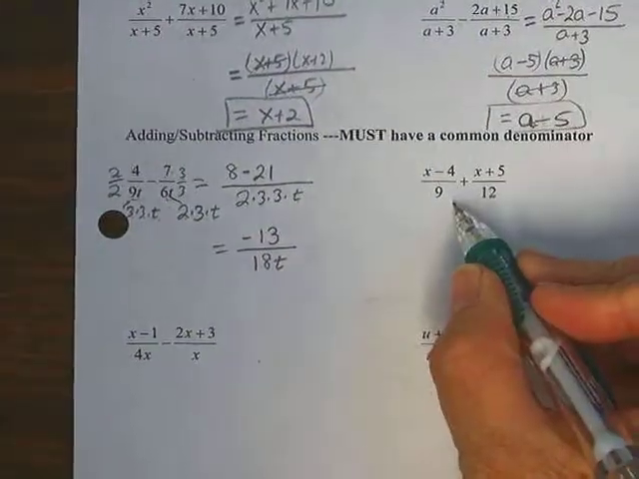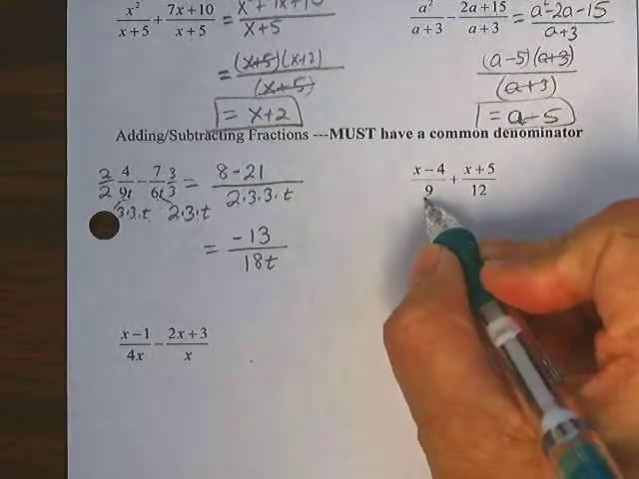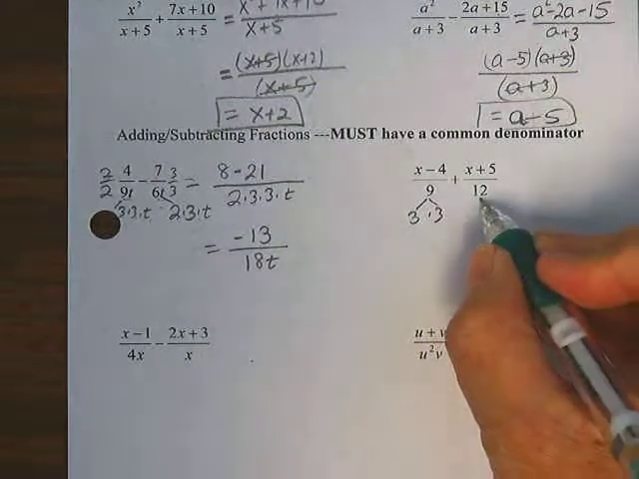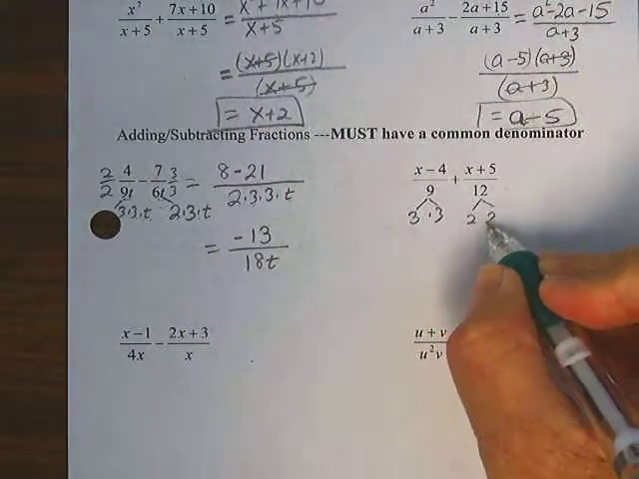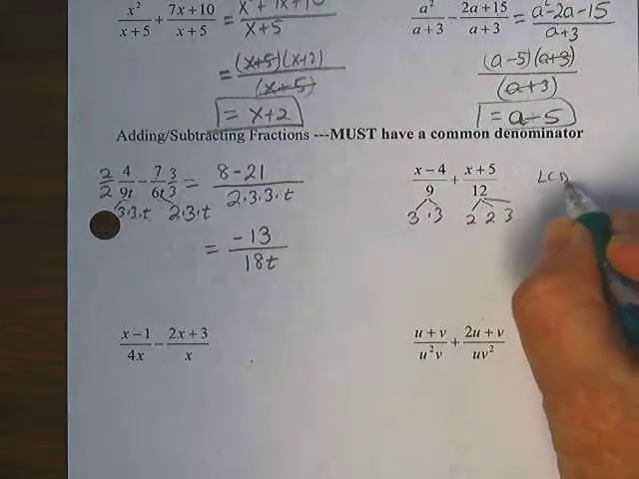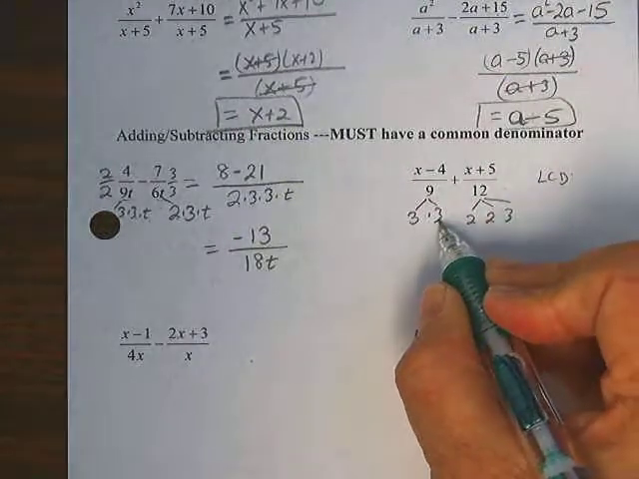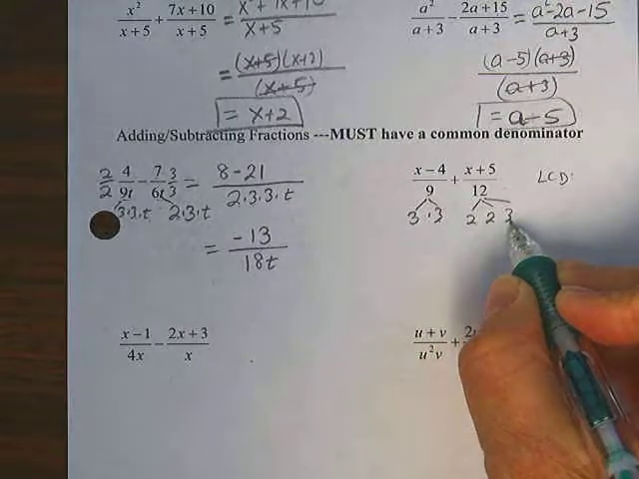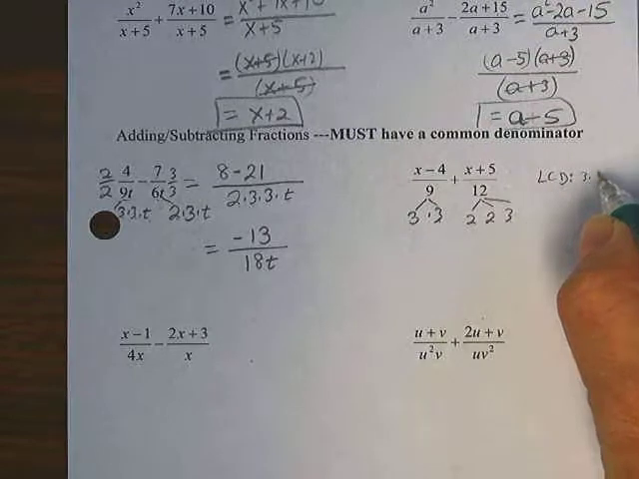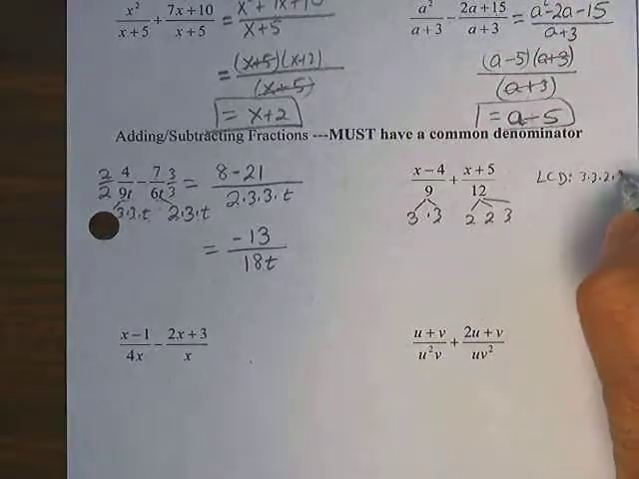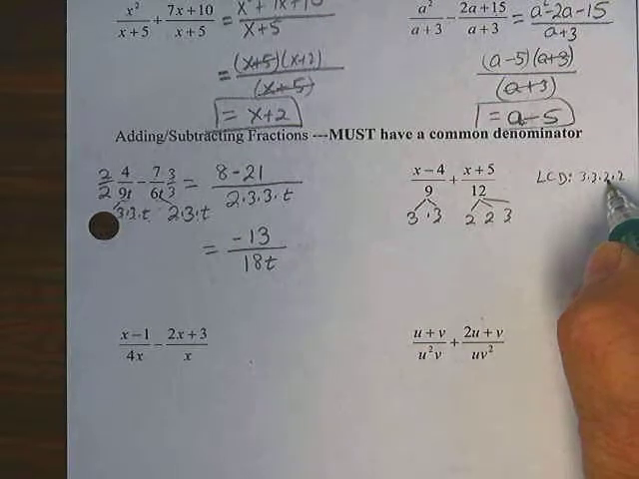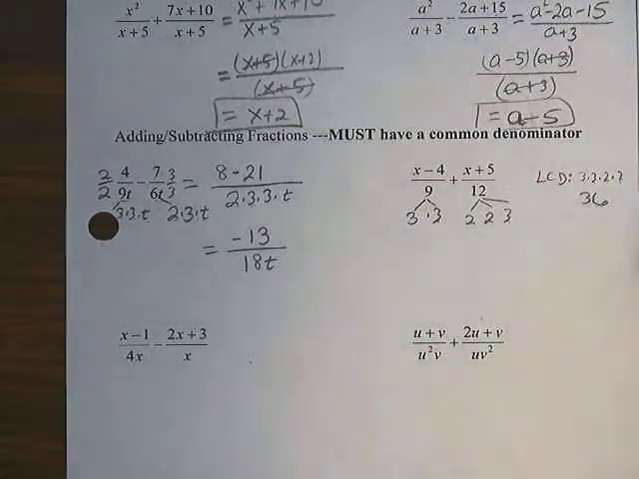So let's take a look at this next one, 9 and 12. 9 is 3 times 3. 12 breaks into 2 times 2 times 3. So my lowest common denominator has to have a 3, a 3, a 2, a 2, and this 3 is already accounted for by here. So it's 3 times 3 times 2 times 2. 3 times 3 is 9, times 2 is 18, times 2 is 36.